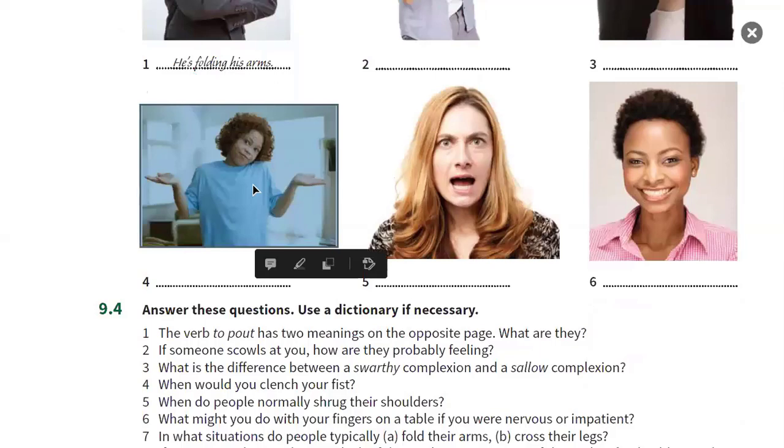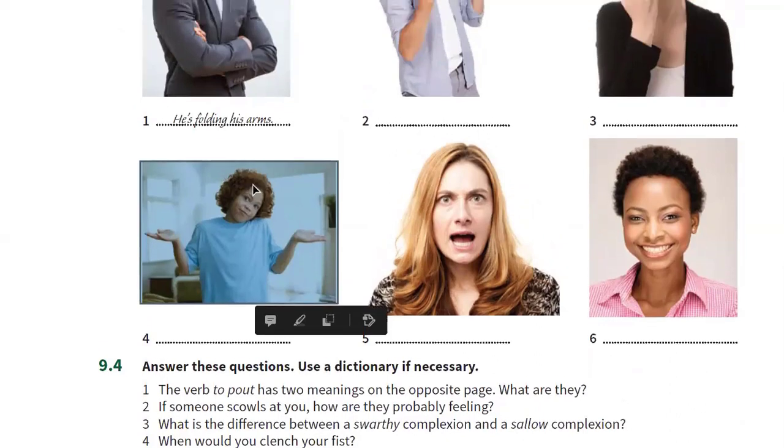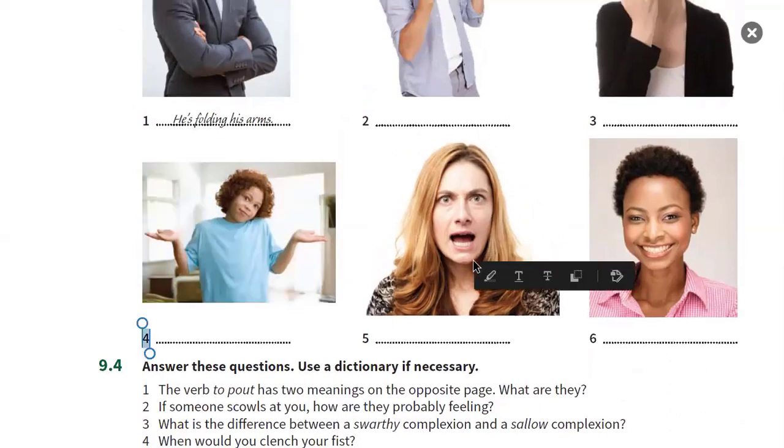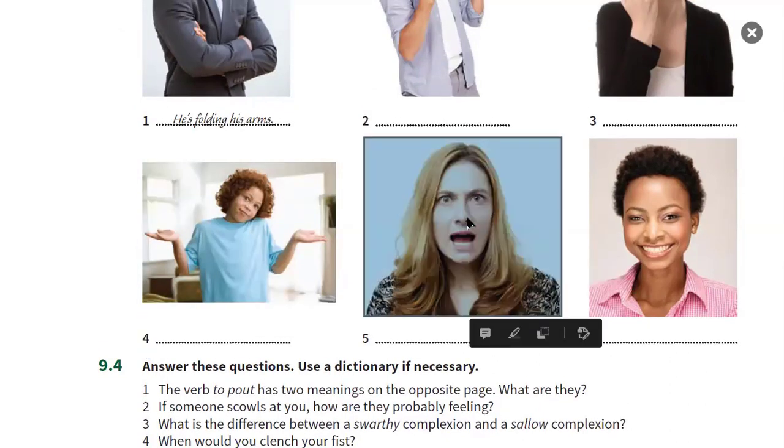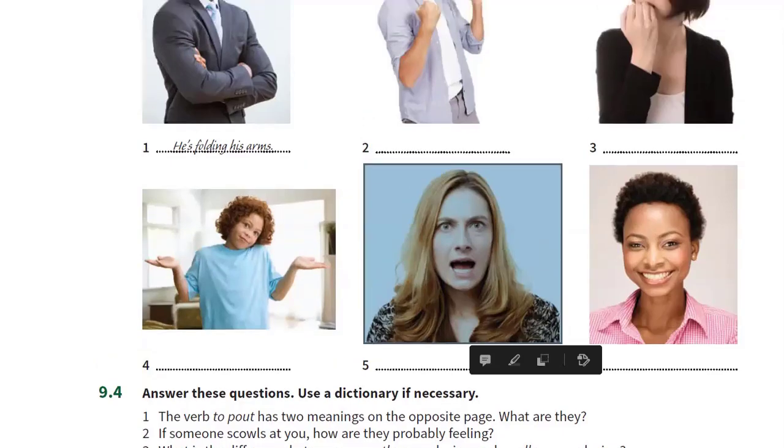Sir, the fourth one was like shrugged shoulders, the idiom that we don't know. Okay, shrugged his shoulders. So he is shrugging his shoulders. What about this one? Sir, this was, I think, tapping on the table in an angry mood. Are you sure? Can you see that she's tapping? You can't see she's tapping.